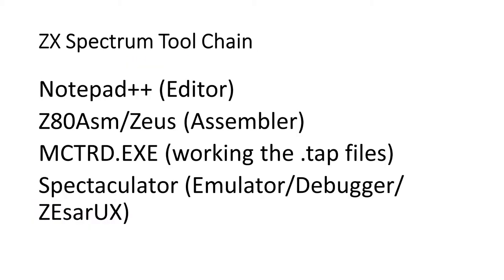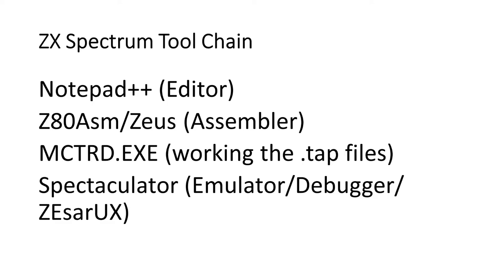Okay, so what do you need to actually write code? Well, you need an editor. I used Notepad++, and any Z80 assembler. I used Z80 Assem, because I had used that on the TRS-80 project that I had just wrapped up, and I didn't want to have to learn a new set of symbols and all that. So I kept that assembler, but anyone would work fine.